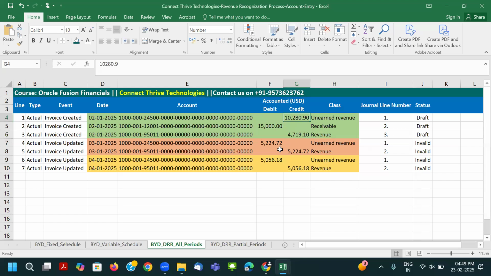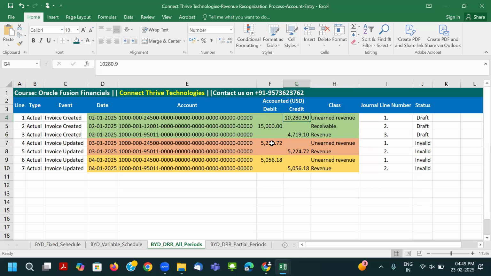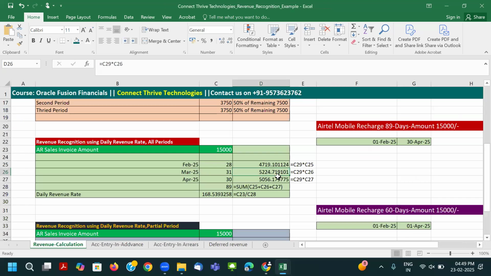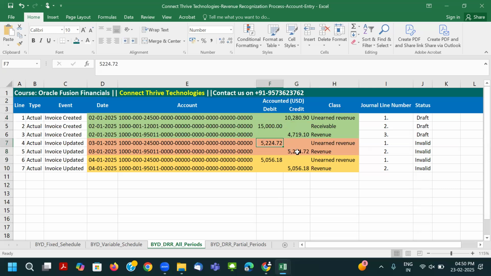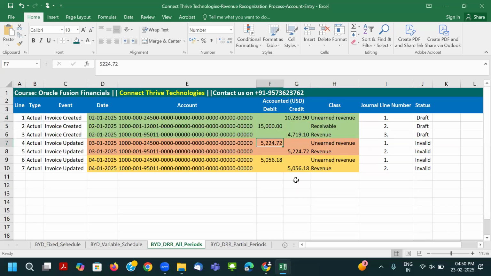Apart from that, again 31 days here, so 5224 something it will come. See here, 5224.72 is calculated. Rounding off has happened. So the same revenue will be calculated, 5224.72, on the debit side and credit side. Third month, if you see, 30 days, 5056.17. This is a round off of 118 it will calculate.